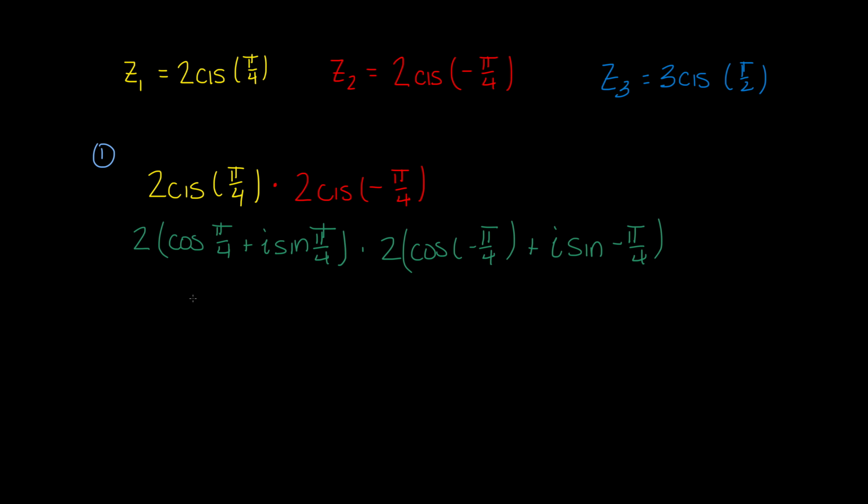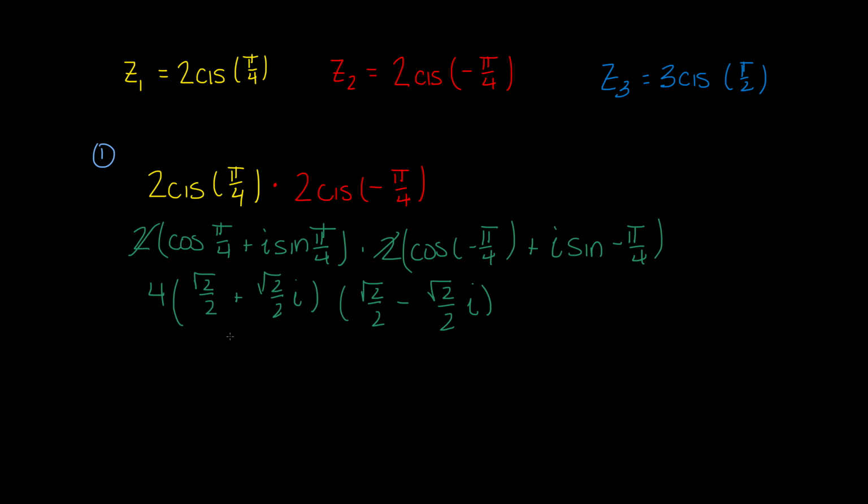2 times 2 is going to be 4. Cosine pi over 4 is root 2 over 2. Sine of pi over 4 is root 2 over 2 i. Then here, I already did the 2 times 2. I converted those into coordinates. This one is negative pi, so we're going in the clockwise direction, and so we are in quadrant 4. In quadrant 4, y is negative, x is positive. So cosine is going to be positive, root 2 over 2. Sine is going to be negative, minus root 2 over 2 i.